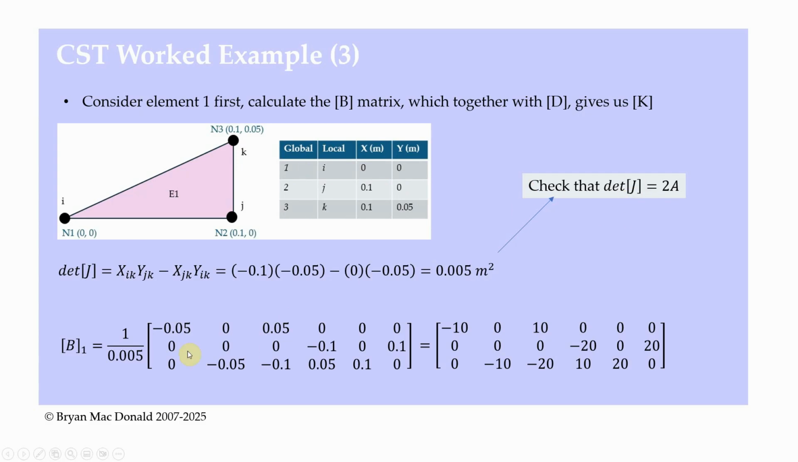The B matrix then is formed by putting all our values in. So there's det J up there. There are various coordinates put in here. So again, if I divide my det J in there, it makes nice and convenient numbers here, 10 and 20, minus 10 and 20. So there's my B matrix for element number 1.